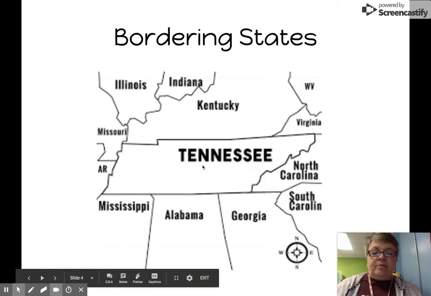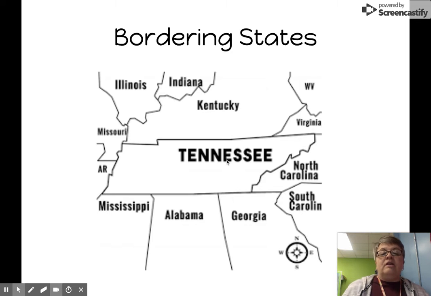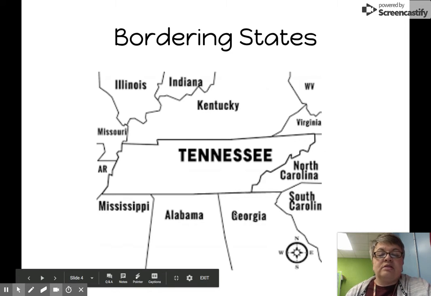So, for example, Tennessee borders Kentucky. Tennessee and Kentucky border each other. Okay. There are several states that border Tennessee. Let's count them. 1, 2, 3, 4, 5, 6, 7, 8 states border Tennessee. So Kentucky shares this border with Tennessee. Virginia also borders Tennessee. North Carolina, Georgia, Alabama, Mississippi, Arkansas, and Missouri. So all 8 of those states border the state of Tennessee.